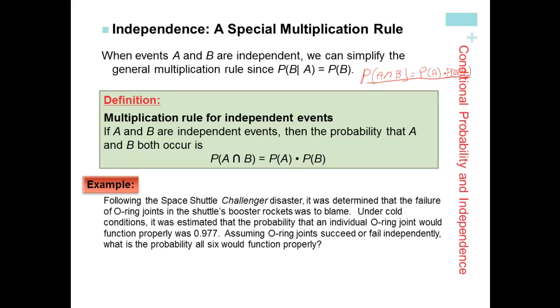Here's an example. Following the Space Shuttle Challenger disaster, it was determined that the failure of O-ring joints in the Space Shuttle's booster rocket was to blame. Under cold conditions, it was estimated that the probability that an individual O-ring joint would function properly was 0.977. Assuming O-ring joints succeed or fail independently, what is the probability that all six would function properly?